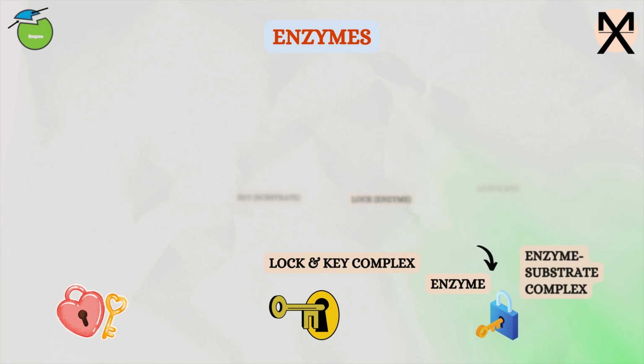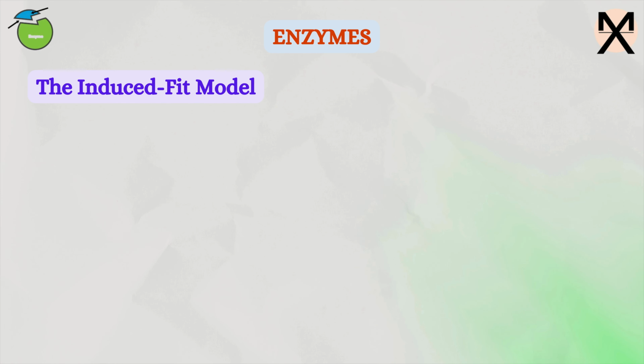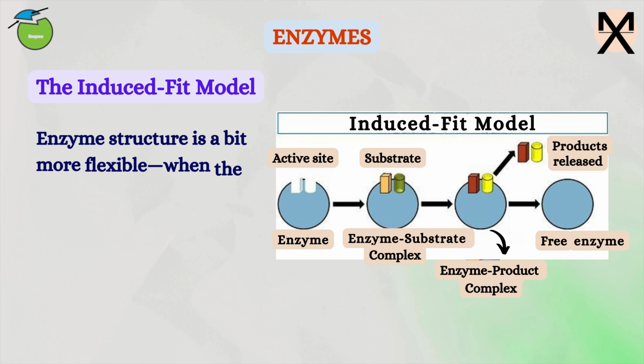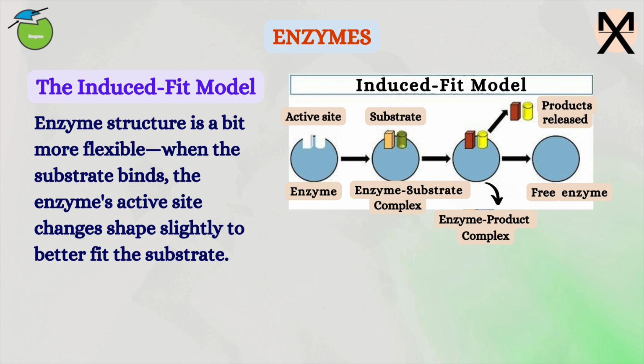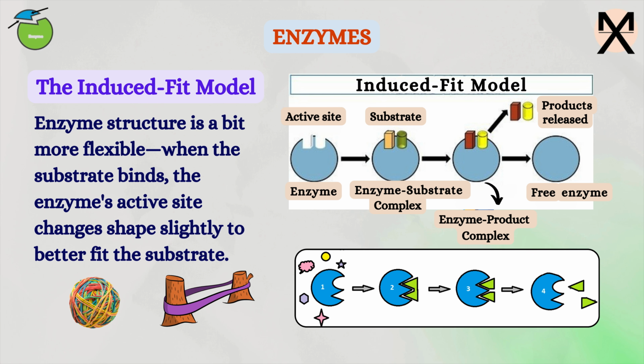And the second model is the induced fit model. This model says that the enzyme's structure is a bit flexible. When the substrate binds, the enzyme's active site changes shape slightly to better fit the substrate. You can think of it as an elastic band stretching to hold a ball more tightly.